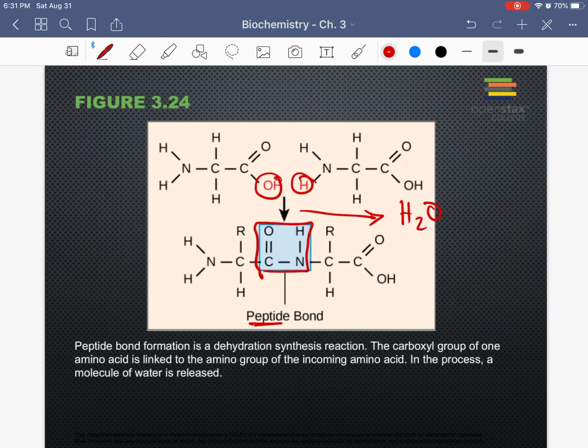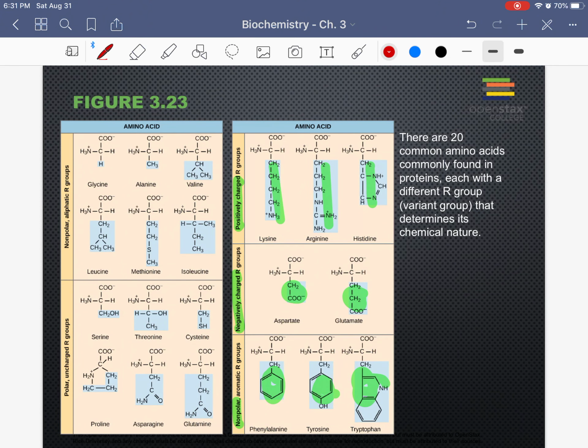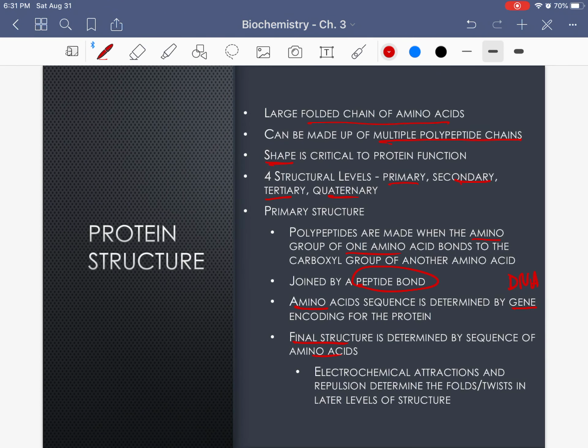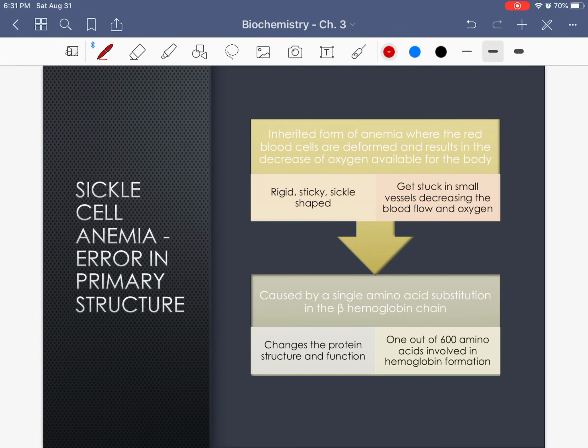Remember, we talked about amino acids having different properties because of the R groups that are attached to them. Nonpolar, polar, charged, not charged. The interactions of those R groups determine the folds and twists in the secondary, tertiary, and sometimes quaternary levels of structure. Sometimes things go wrong and it can affect the way the protein works.